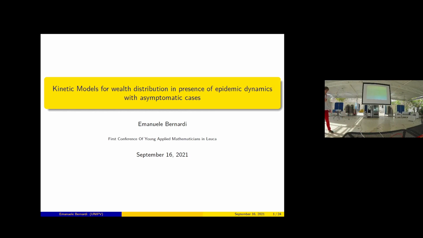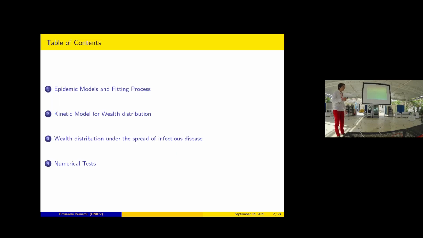Thank you very much for the introduction. So, as Miki said, in my presentation I'm going to expose my master thesis project, which was about kinetic models for wealth distributions in presence of epidemic dynamics with asymptomatic cases. My presentation is divided into 4 parts. In the first one, we're going to explore the epidemic models that we have used and a fitting process that we have performed in order to obtain some significant values for all the epidemic parameters.